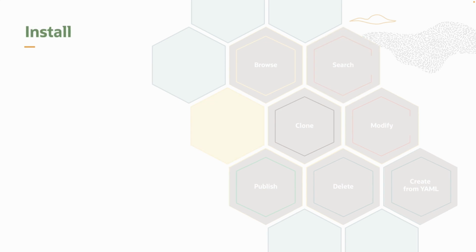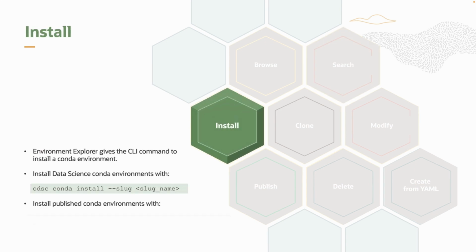Installing conda environments. This is done through the command line using the ODSC conda install command. You provide the slug option and the name of the slug. You can get the name of the slug through the Environment Explorer, or as we just saw in searching, you can search for it.